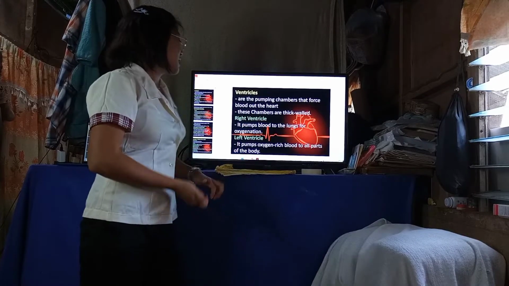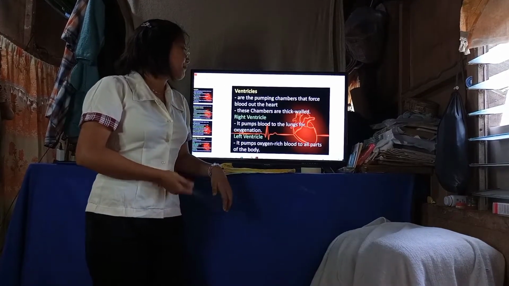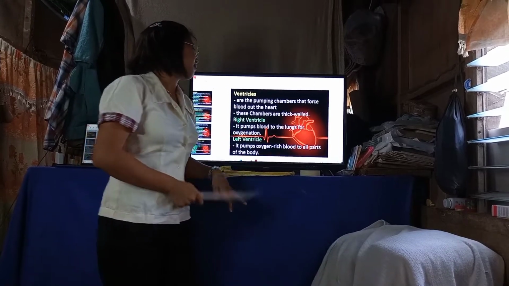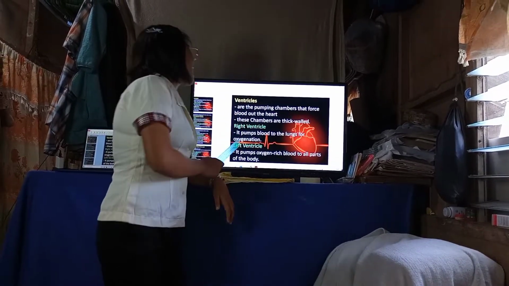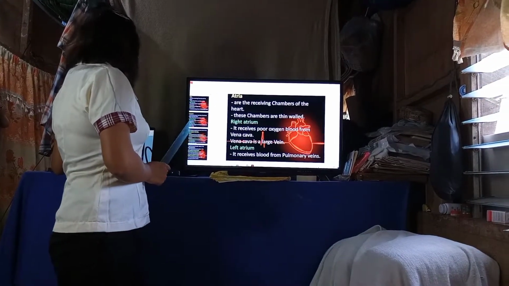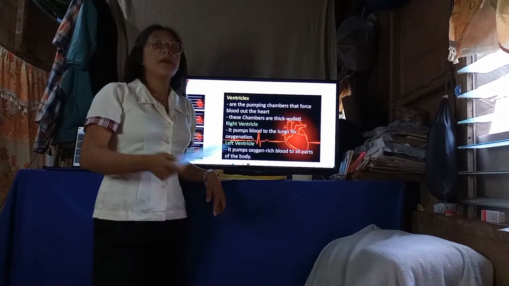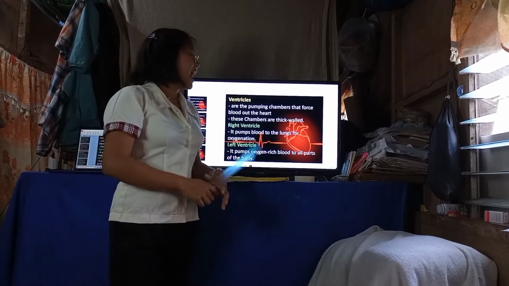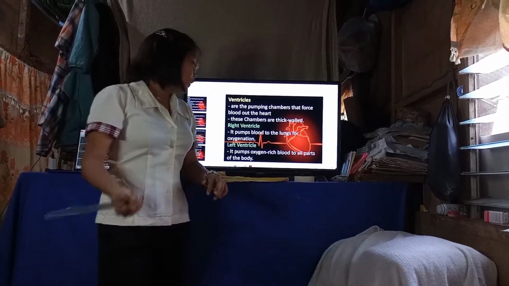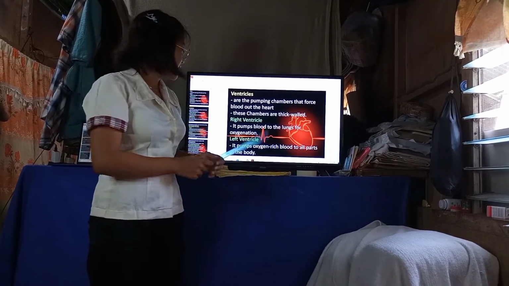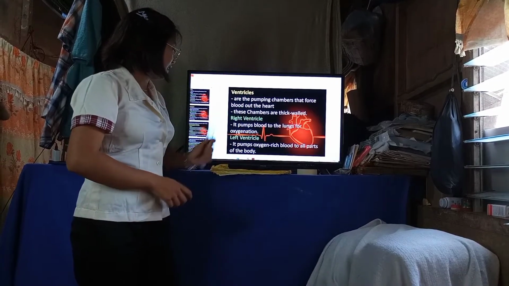Then, ventricles. It is the pumping chambers that force blood out of the heart. These chambers are thick-walled. So, if the atria are receiving chambers, the ventricles are pumping chambers with thick walls, while the atria are thin walled. Then, the ventricles are the right ventricle and left ventricle.